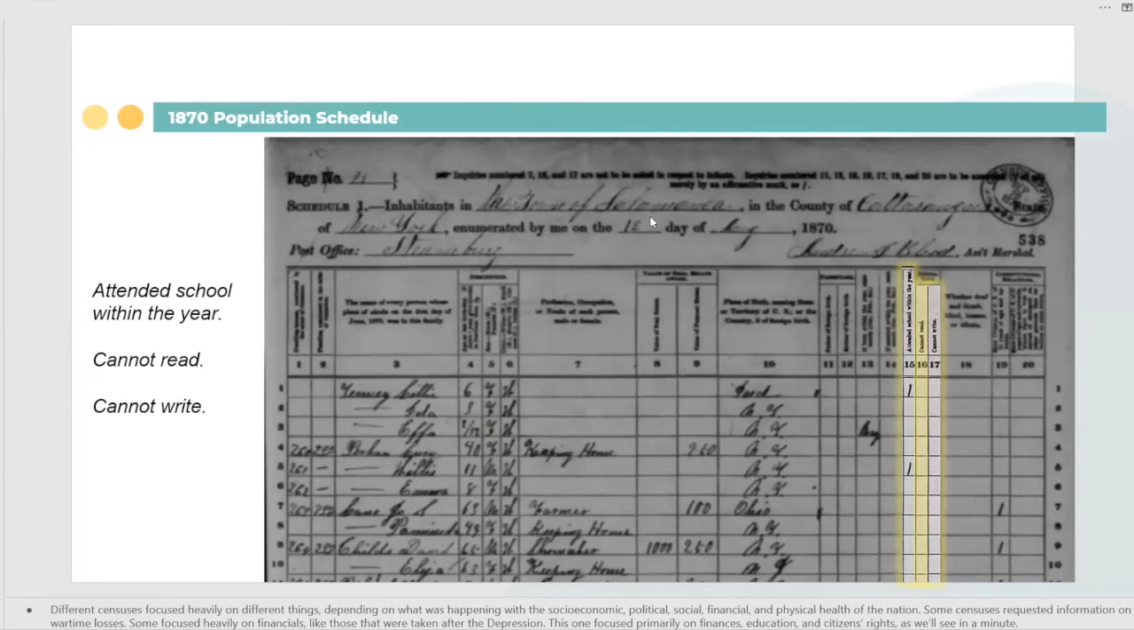Attending school within the year, and cannot read and cannot write. Again, we're looking at a lot of changes throughout the United States at this point. We're not just looking at the movement of people who had formerly been in slavery, but the Civil War upended lives for a lot of people all across the country.